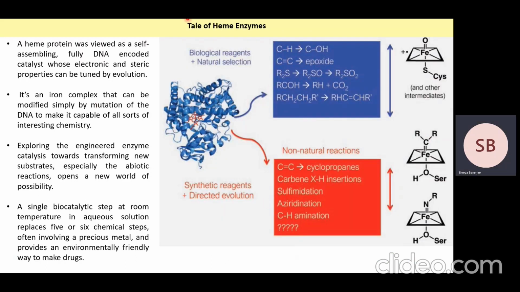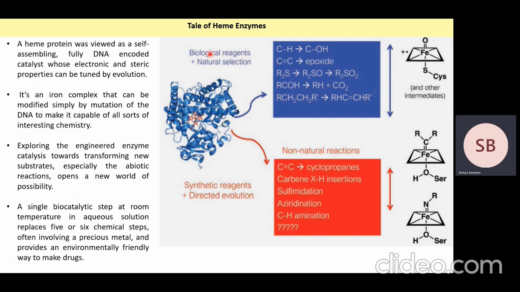Now we'll look briefly into the tail of heme enzymes. So heme protein was viewed as a self-assembling, fully DNA-encoded catalyst whose electronic and steric properties can be tuned by evolution. It is an iron complex that can be modified simply by mutation of the DNA to make it capable of all sorts of interesting chemistry.